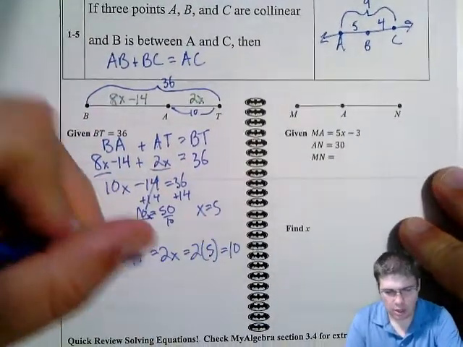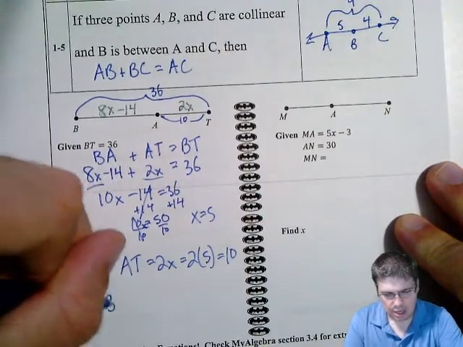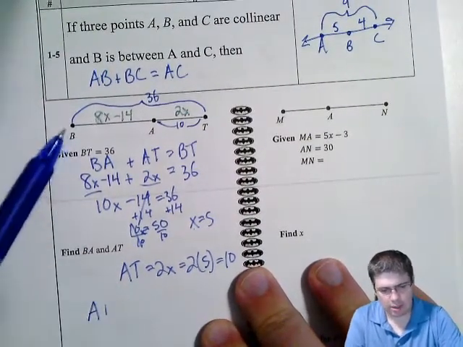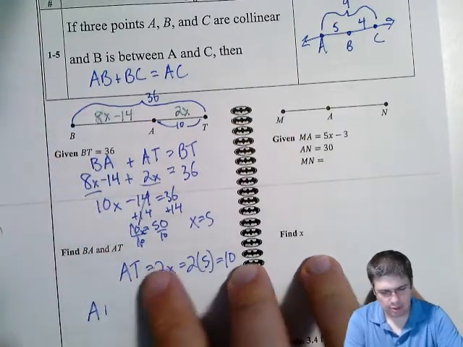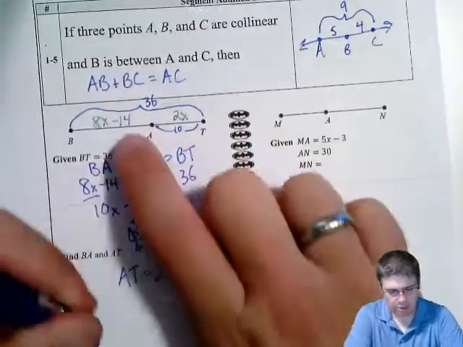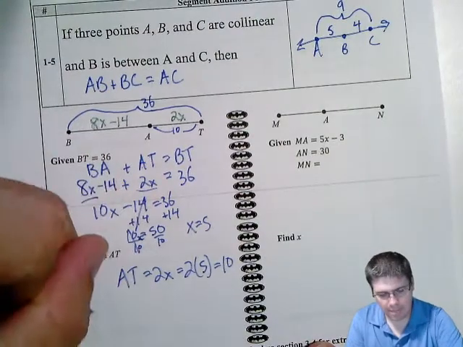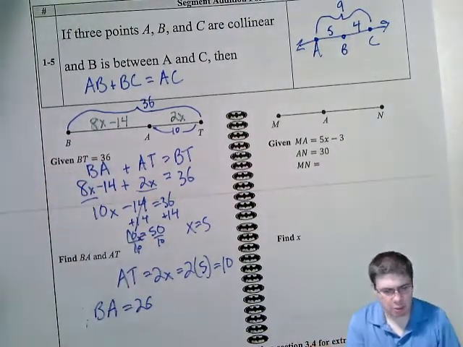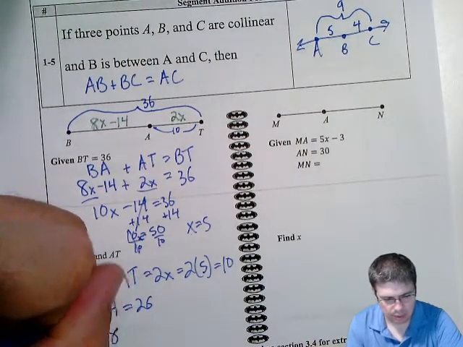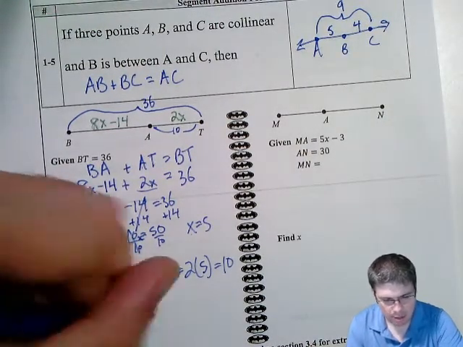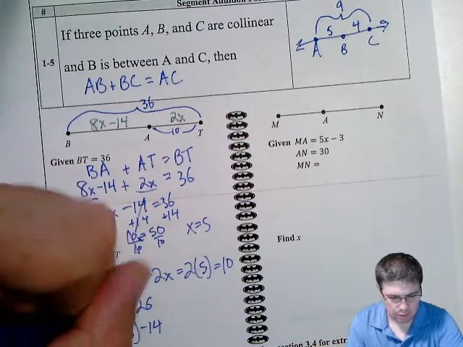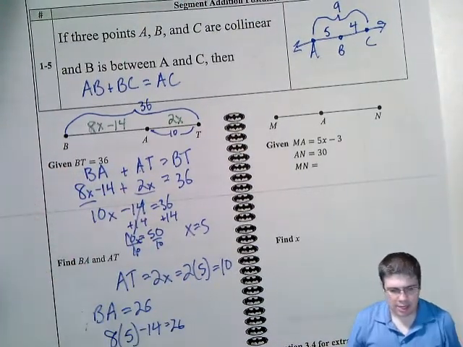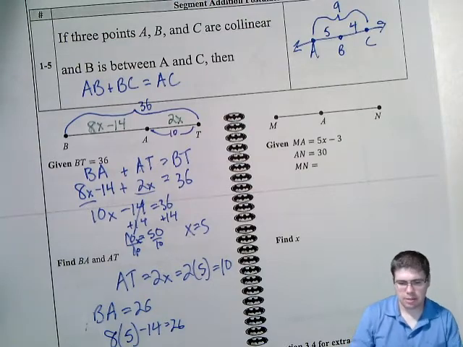So we can know that AB, sorry, not AB, AT. Nope, I still said it wrong. Sorry, BA. I'm going to stick with what I had up here. I looked at the wrong picture. We know that BA should end up being 26, but we also could have done it by plugging it in. We could have done 8 times 5 minus 14, got 40 minus 14, and get 26 that way. So that is finding those segments there.